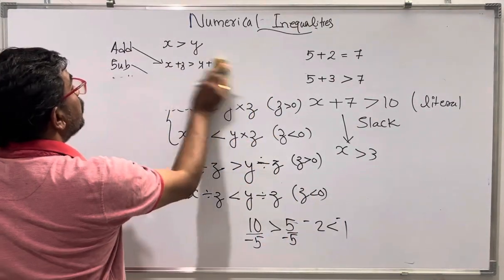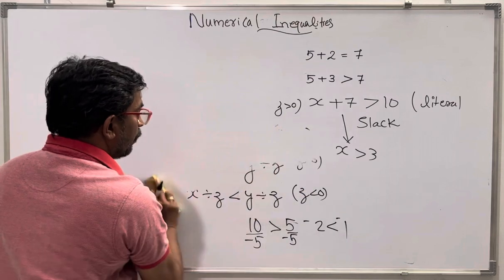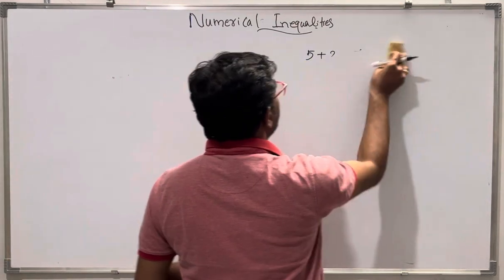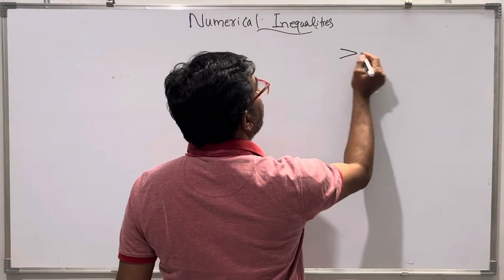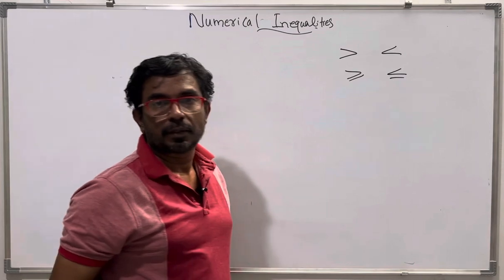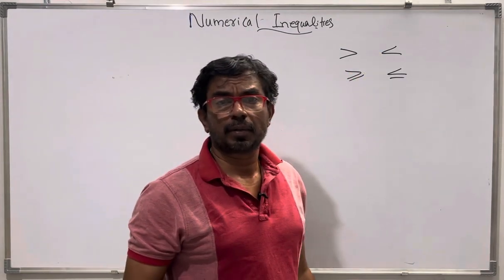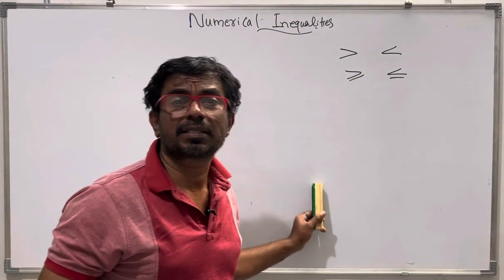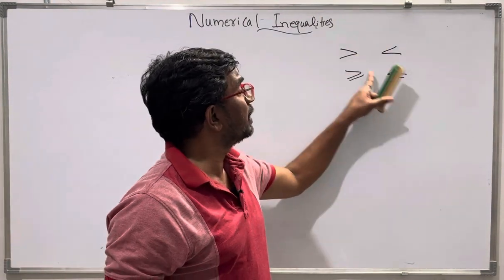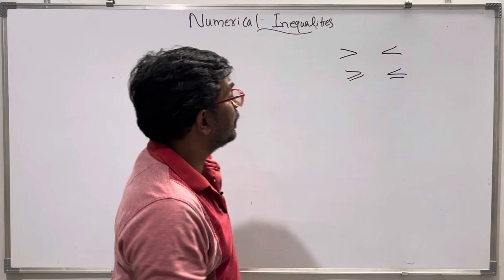Okay, speaking about the inequality sign, there are 4 types we can tell about. One is greater than, less than, greater than or equal to, less than or equal to. 4 ways it can appear. But the addition, subtraction, multiplication, division properties which I said stay the same whether it is less than or equal to. What is the meaning of this?